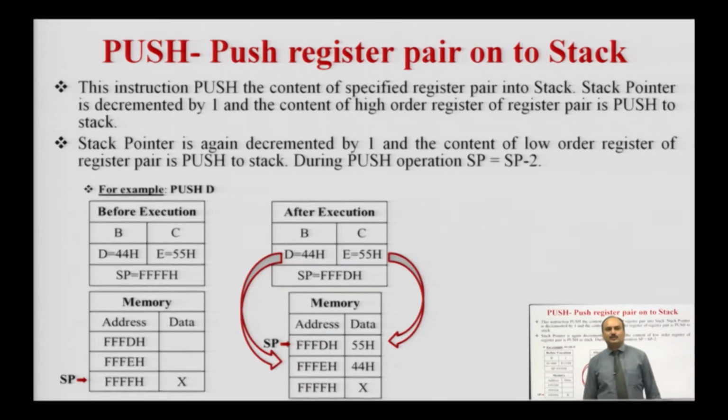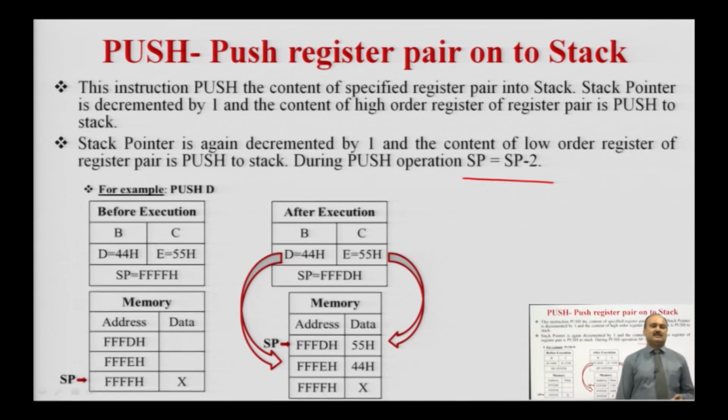Next instruction is the PUSH instruction. The instruction is used to push the content of the specified register, which is specified with the instruction, into the reserved portion of the memory, which is called the stack. During the push operation, the stack pointer is decremented by 2. So, SP becomes SP minus 2. The stack pointer is a 16-bit register which is used as a memory pointer in the 8085 microprocessor.